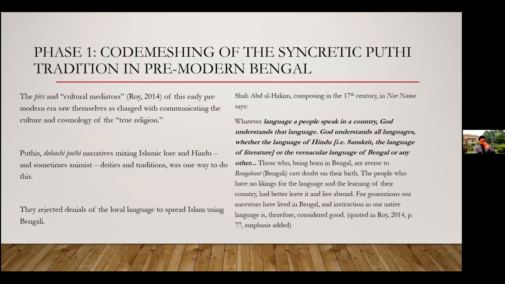So that is code meshing, or sort of a functional view of language, or language as a mobile semiotic resource. It was what was common and practiced in most of the Puthi practices, Puthi texts in the 16th and 18th century, but that radically or subtly shifts in the late 18th and 19th centuries once colonization is in full swing.